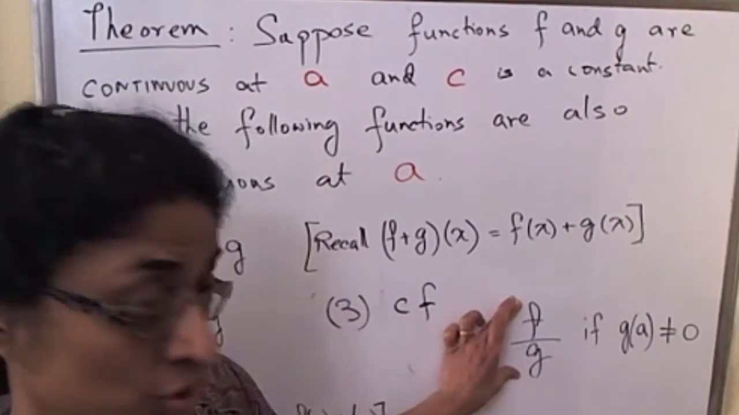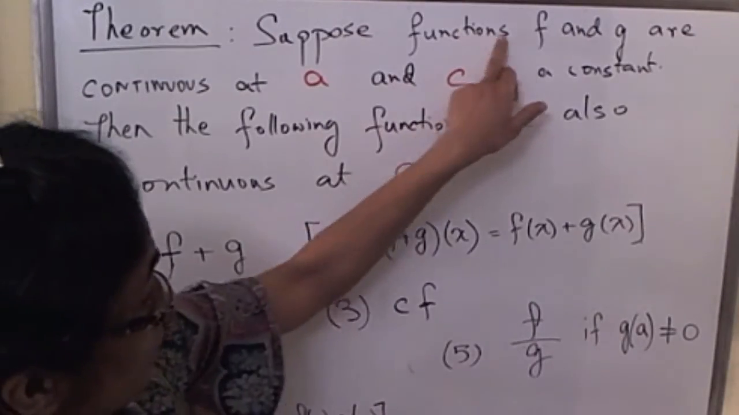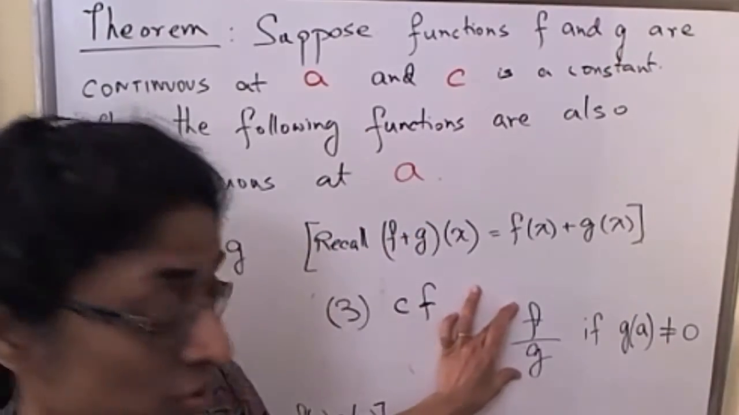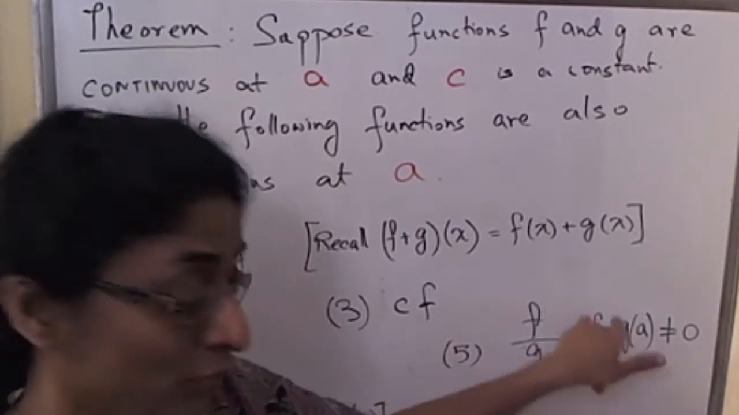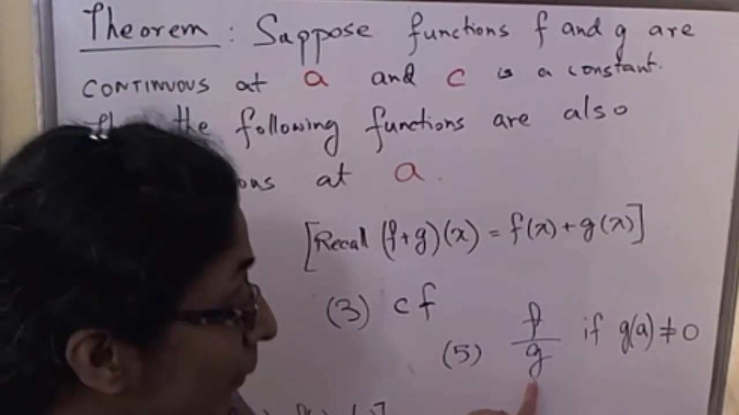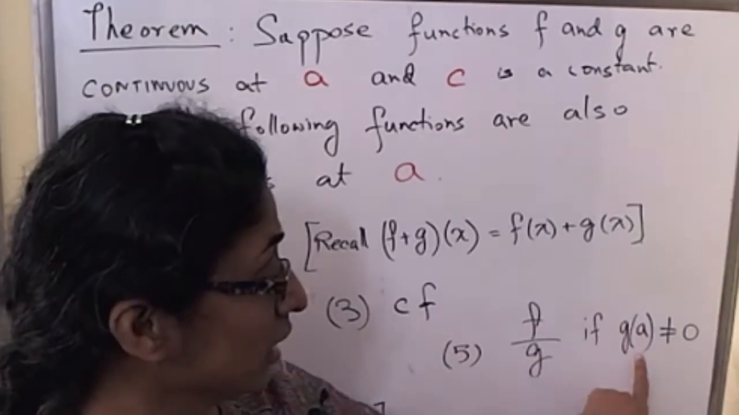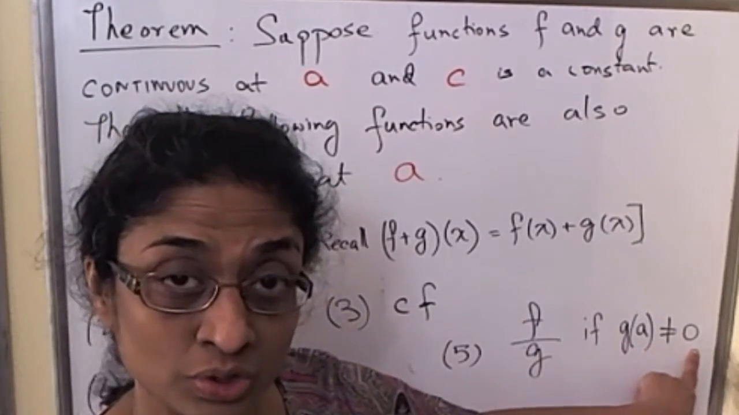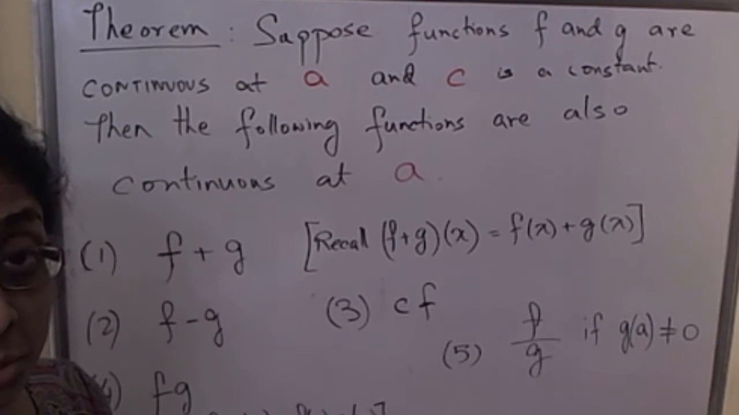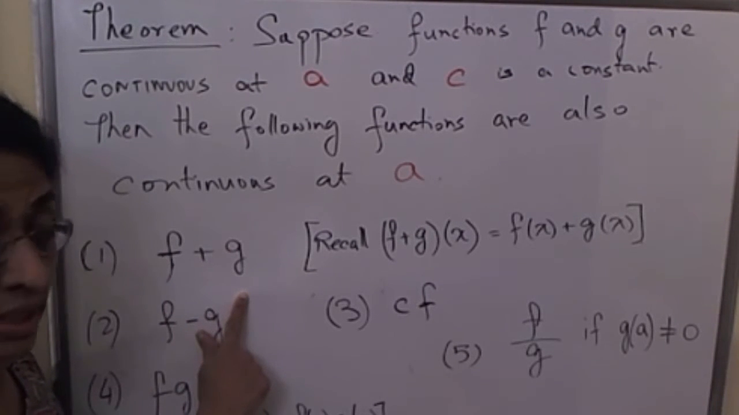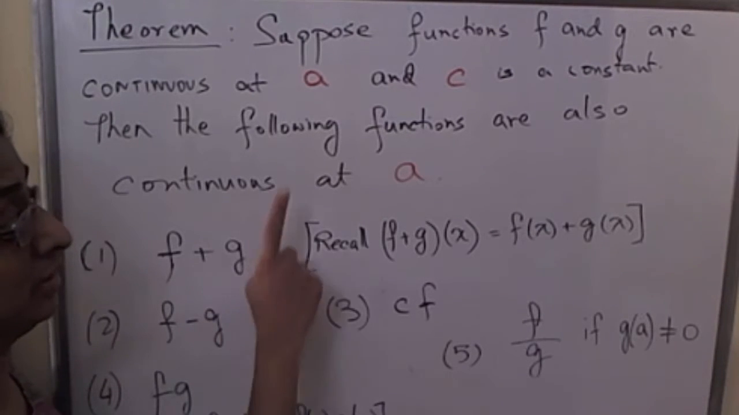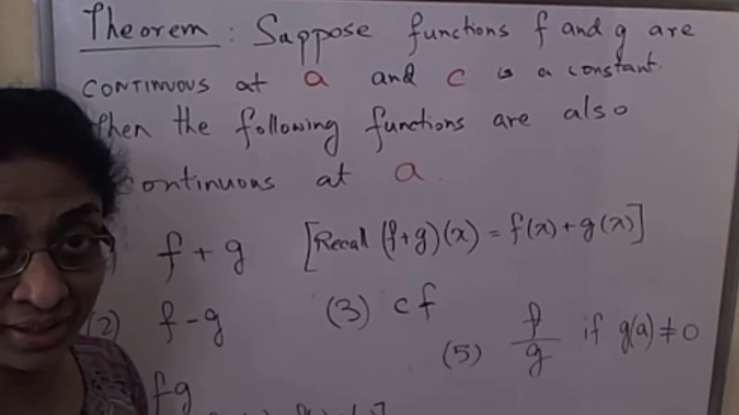Once again, f over g is a new function created from f and g. The way this function works is it takes an input x, and the output, you might guess, is f of x over g of x. So this is also continuous as long as g of a is not equal to 0. Now let's move on and prove why f plus g is continuous at a if we are given that f and g are continuous at a.